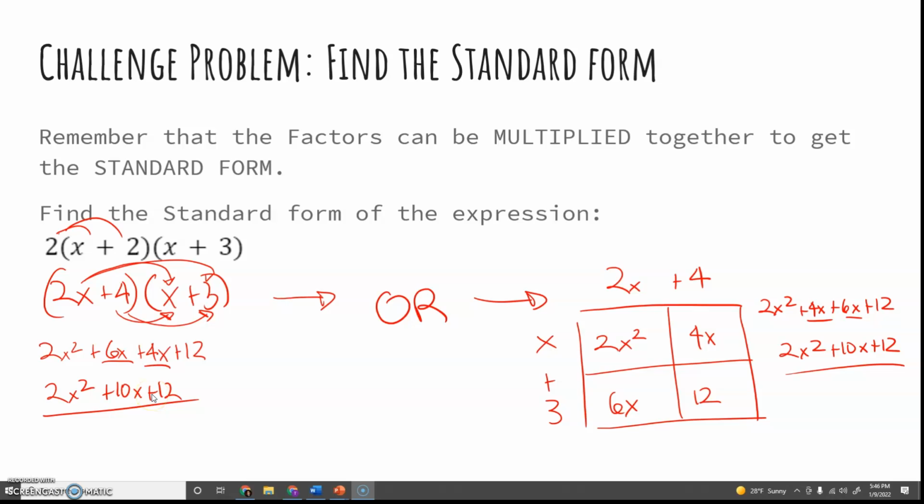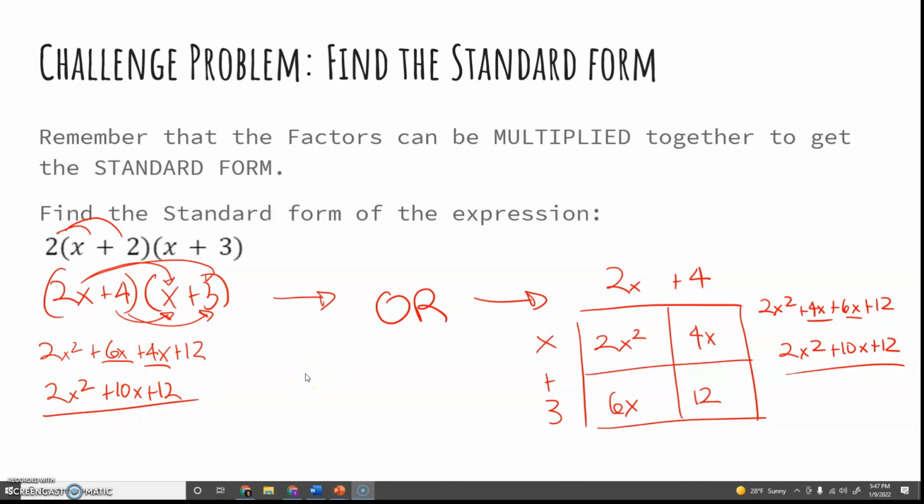Okay, so I have presented you with 2 different methods for solving this. The first one is the distribution method. What I'm going to do is distribute this 2 into x plus 2 and get 2x plus 4. Then I'm going to distribute that into my x plus 3. I'm going to get 2x squared plus 6x plus 4x plus 12. 6x and 4x are like terms, so when they get added together, they combine to 10x.